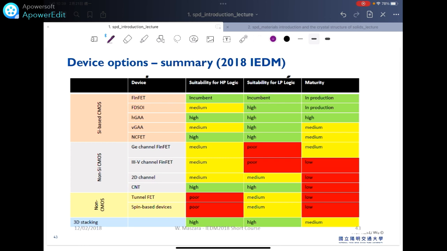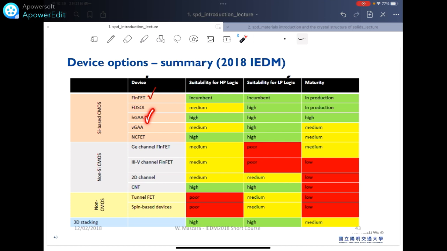So you can see that this summary comes from 2018. What are the possible options right now, from now on and in the future? Still the same, these are keywords we have already mentioned. We have the FinFET, which is already in production, and also the fully depleted SOI, which is already in production. But there's also some silicon-based CMOS still being studied, trying to overcome the challenges. These are all things we already mentioned.